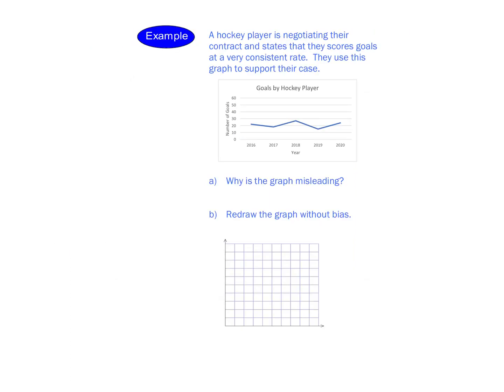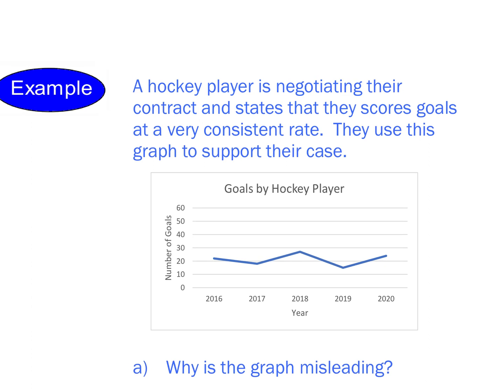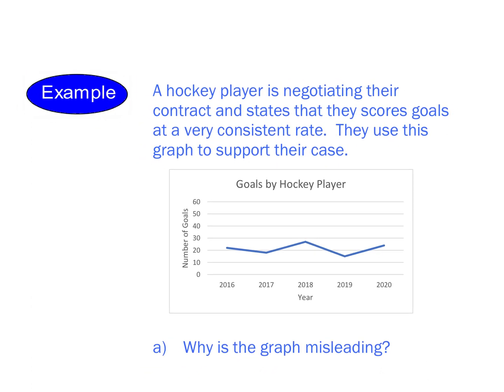Now, let's go on and do the next example. A hockey player is negotiating their contract and states that they score goals at a very consistent rate. They use this graph to support their case. Now, first of all, let's look at this. Very consistent rate. What does it mean to be consistent at something?